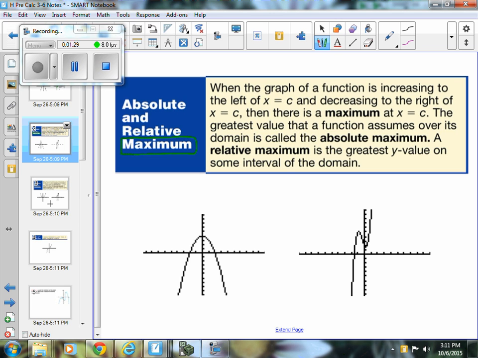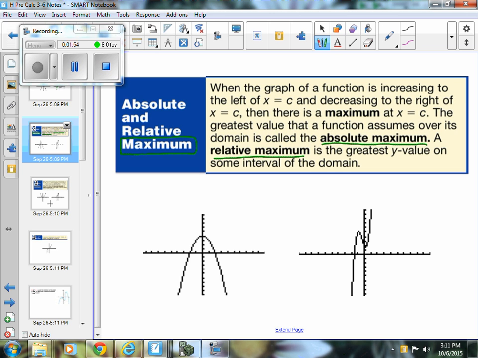Now, there's two different types of maximums, though. There's ones that we call absolute maximum, which means it's the greatest value a function ever has in its domain, the absolute biggest one. So you can't ever have a bigger one. That's the absolute maximum. And then you can have what we call relative maximums. Over some interval of the domain, it happens to be the biggest number, but it's not the biggest y value in the entire graph. So there's two different kinds of maximum points a graph can have.